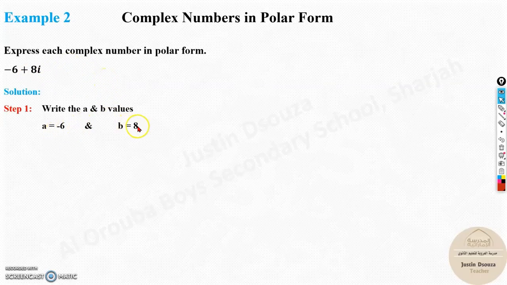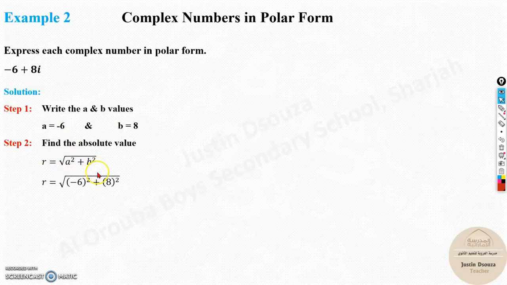A is -6, B is 8. Okay. Next, find the absolute value. That is radius, R value. So R is equal to square root of A square plus B square. We have done this already.